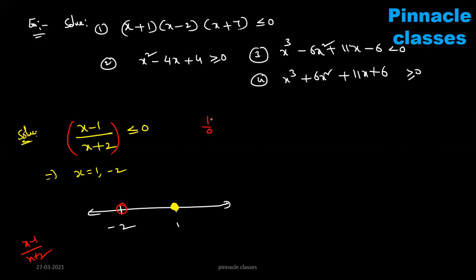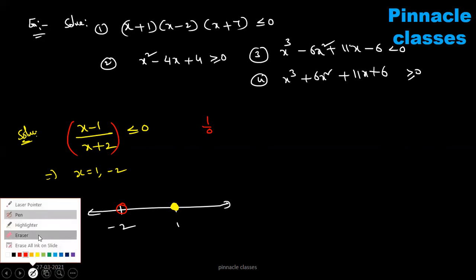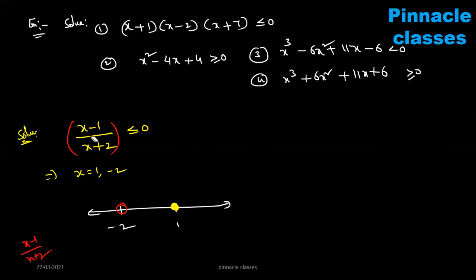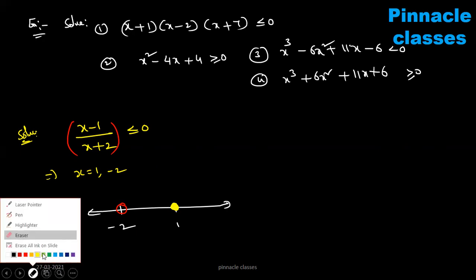1 by 0 is undefined. That's why we cannot take x is equal to minus 2. Okay, fine. But I can take x is equal to 1. X is equal to 1 means what? 0. Yes, 0 is possible because it is less than or equal to 0.